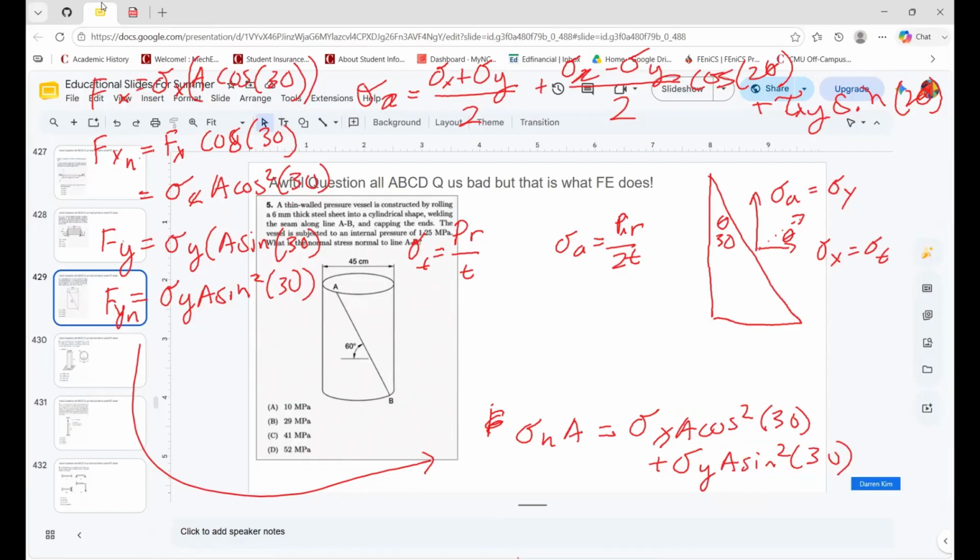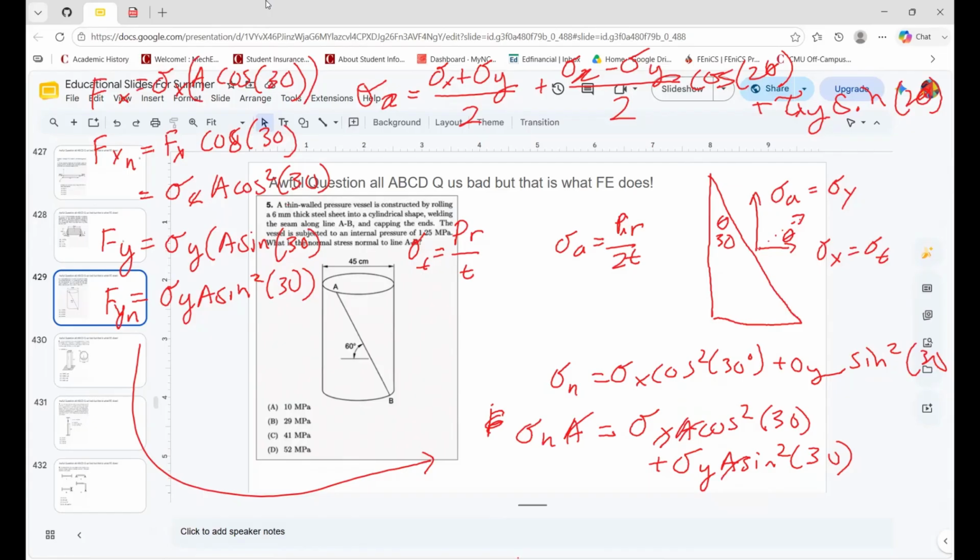So we're doing a summation of force. We cancel out all the area, and we get this form over here. Sigma n equals sigma x cosine squared 30 plus sigma y sine squared 30. Now we plug all those in. We already know sigma x and sigma y, and we can get sigma n in turn.